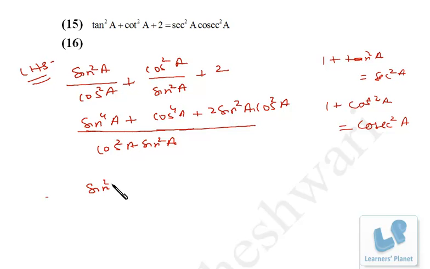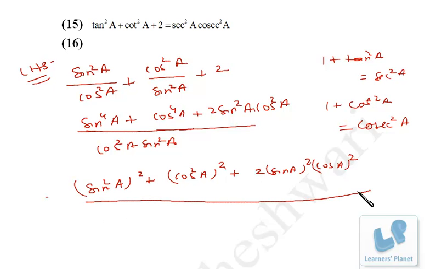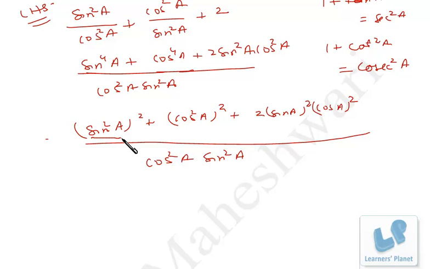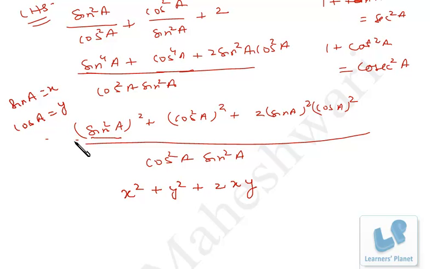Now this is what? Sin square a whole square plus cos square a whole square plus 2 sin a whole square and cos a whole square, right? Divided by cos square a sin square a. Now if sin square a is x, so it's x square plus y square plus 2xy, right? So that is what? x plus y whole square. If I assume sin a to be x and cos a to be y, so it will be x square plus y square plus 2xy, right? So that's what? x plus y whole square. I just write the whole thing in a bracket.